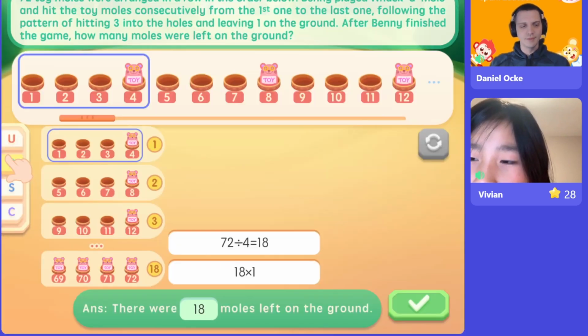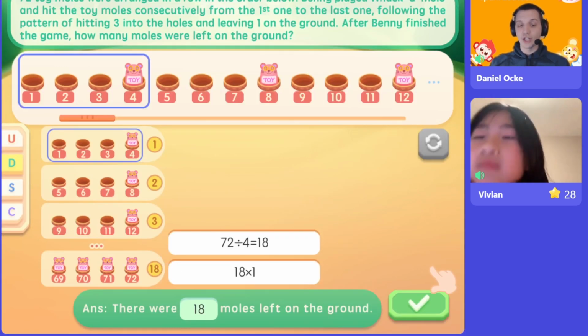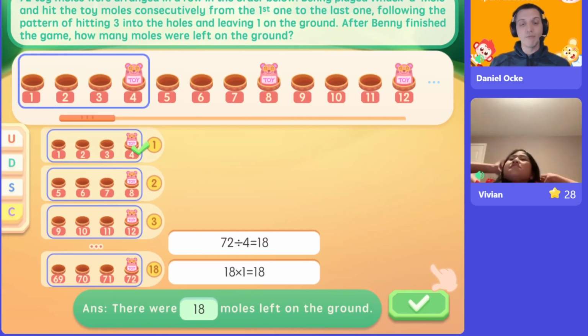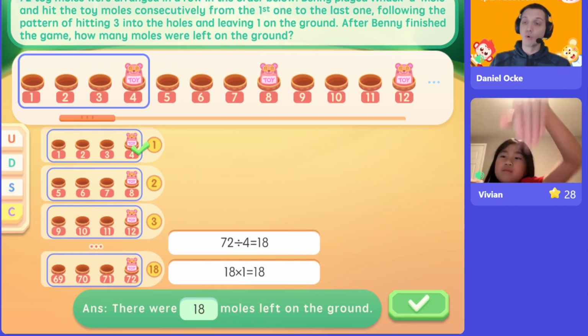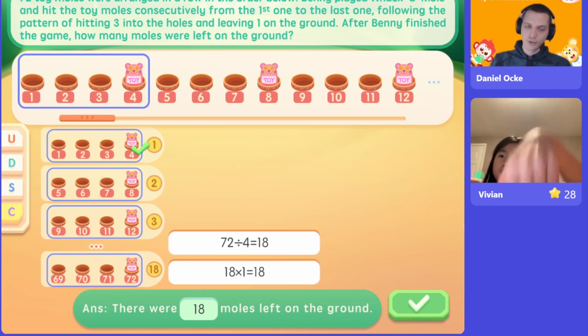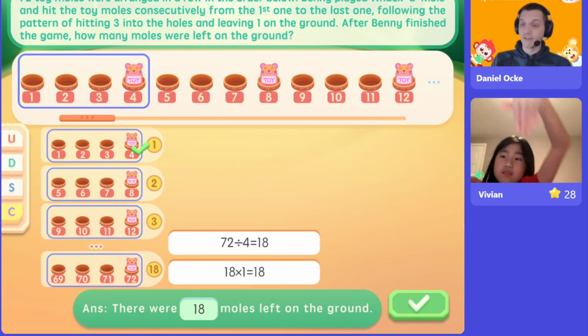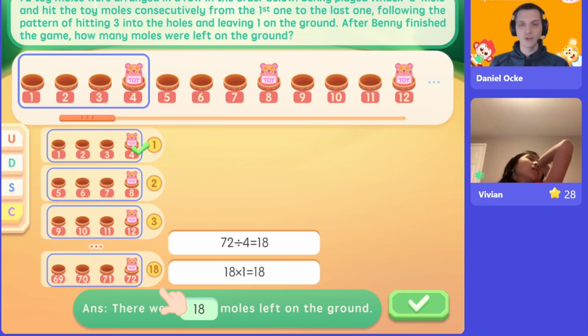Well done. Okay, so just to double check our problem here, if we worked our way backwards and multiplied out, if we had 18 groups of 4, we could take 18, multiply it by 4, which would give us 72 total moles. And we know that if we're whacking 3 of them and then 1 of them standing up, we have 1 mole standing per each one of those groups.